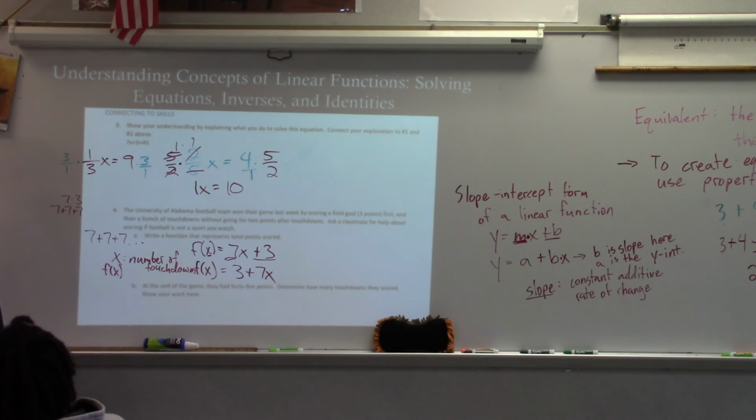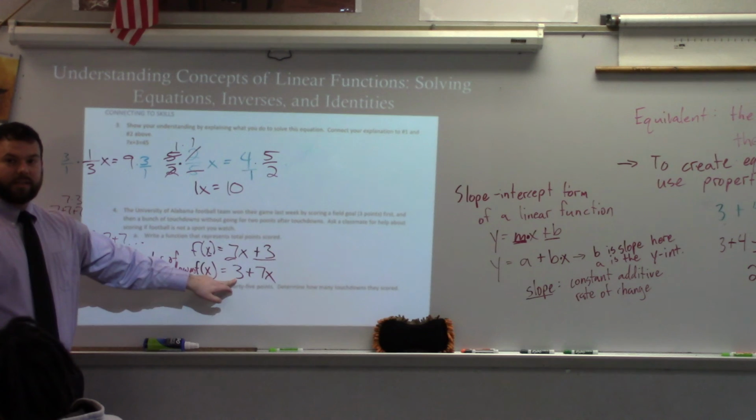It is a function, but what is it representing, right? X represented the number of touchdowns. No. F of x is how many? Total. How many total points? There we go. Because there's total touchdowns and there's total points.